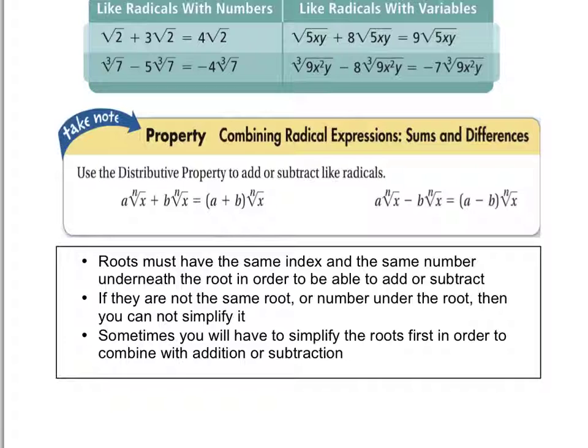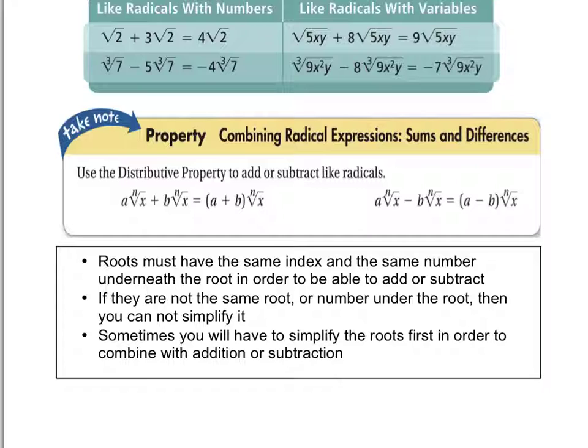This is a summary of what I was just talking about. So, using the distributive property to add and subtract like radicals: if I have a times the nth root of x plus b times the nth root of x, I'm going to be able to take a and add it to b, times the nth root of x. You're going to be able to add the two things that are on the outside. Same thing with subtraction as well.